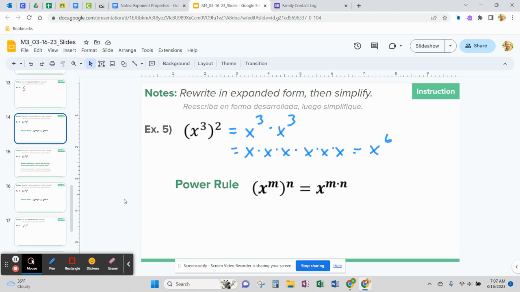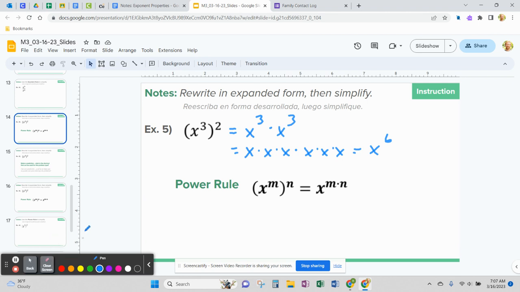All right, so this exponent rule is called the power rule. When we're taking the exponent of something that already has an exponent and is surrounded by parentheses, we're going to multiply those exponents together. You see that 3 times 2 gave us 6 there for our total exponent. Same thing's going to play out with this power rule.